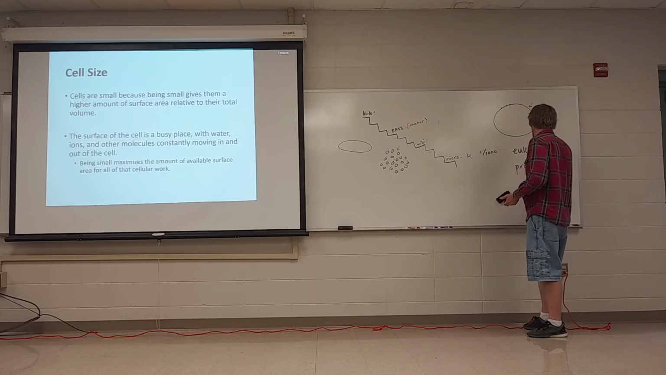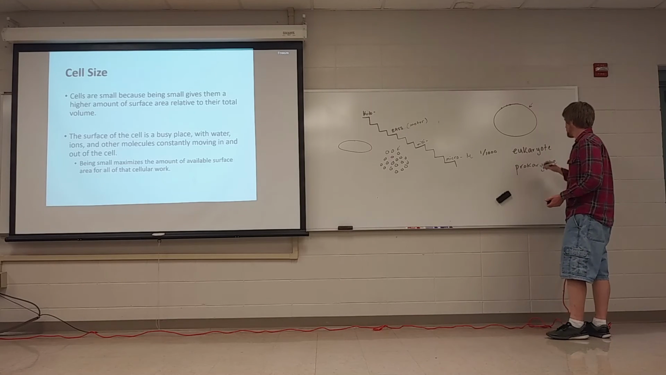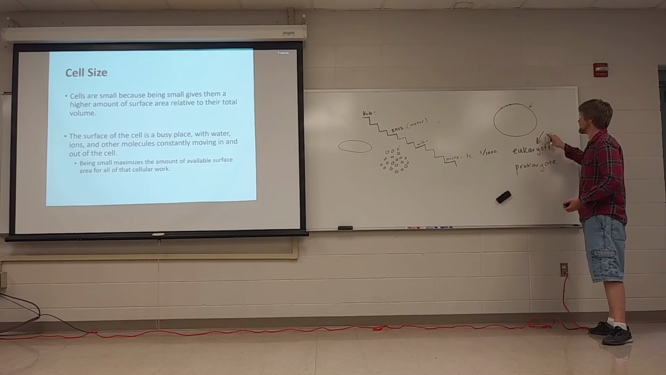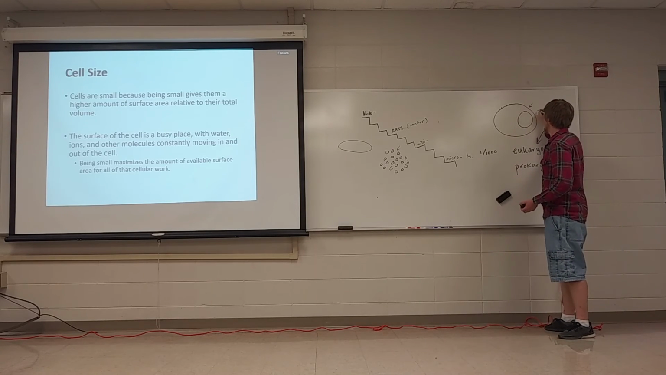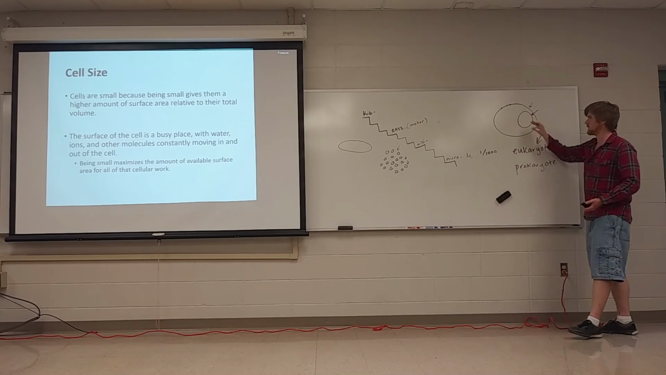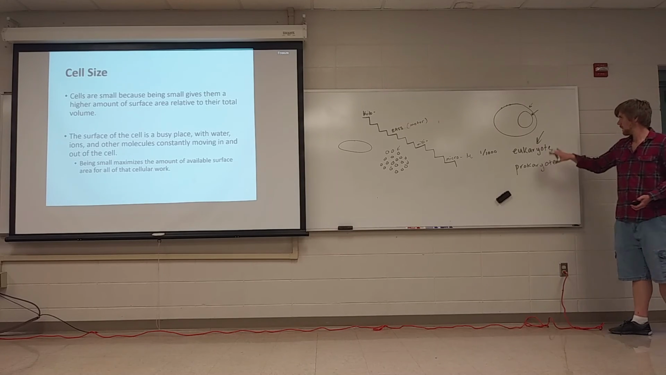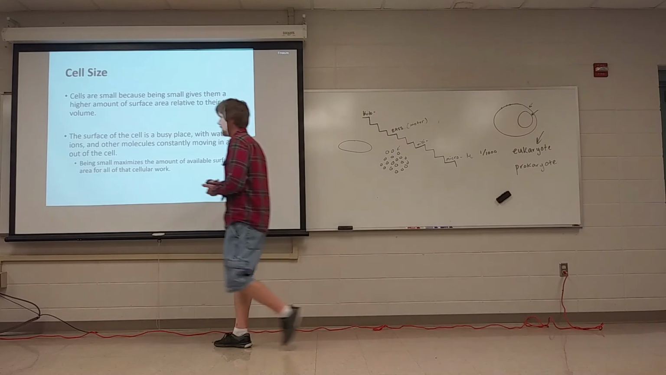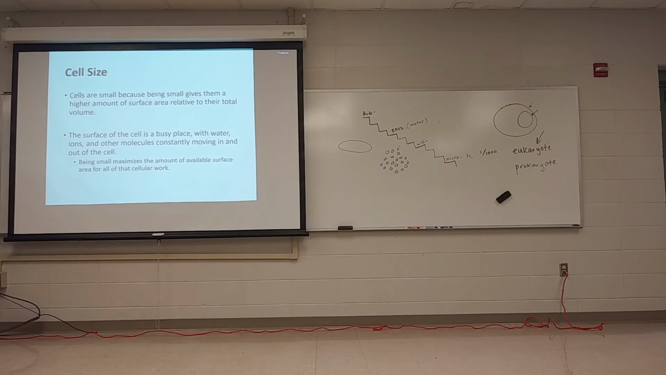Eukaryote versus prokaryote. You are a eukaryote. That means your cell has a nucleus. So if this was your cell, there is a nucleus. That's a eukaryotic cell. Prokaryotes don't have a nucleus. That's their main defining feature. It's what they don't have.